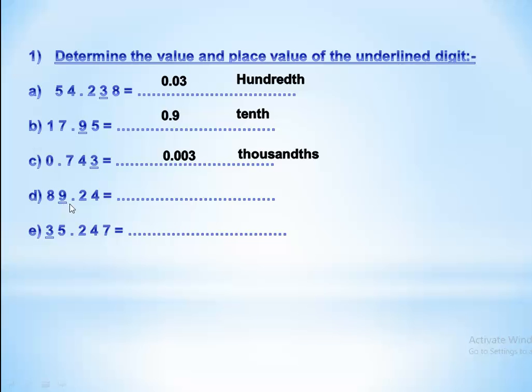Okay, here the numbers before the decimal point, 9 here is unit, so it will be 9. Here 3, it will be 30, and it will be tens.